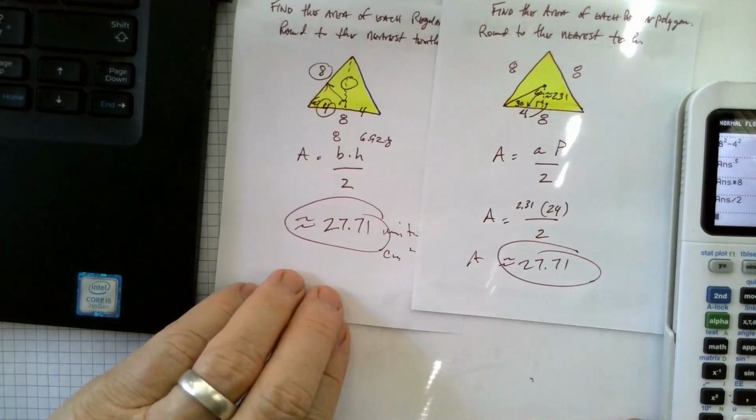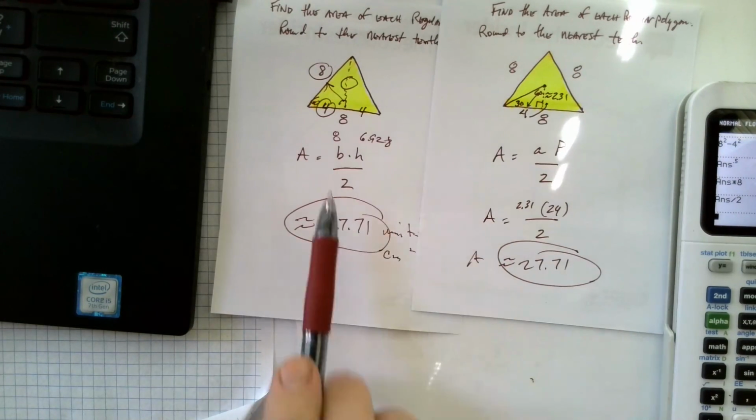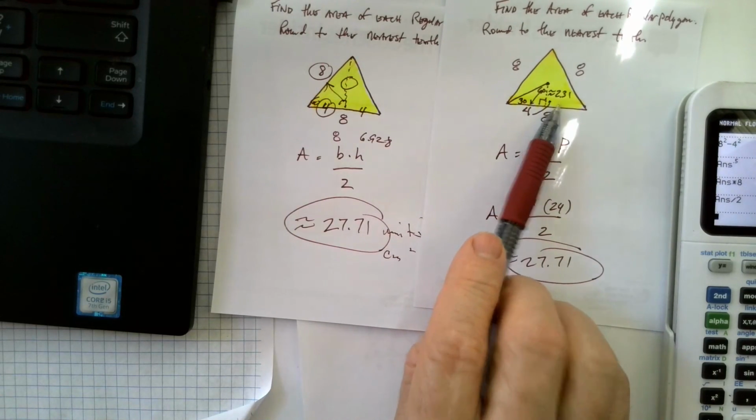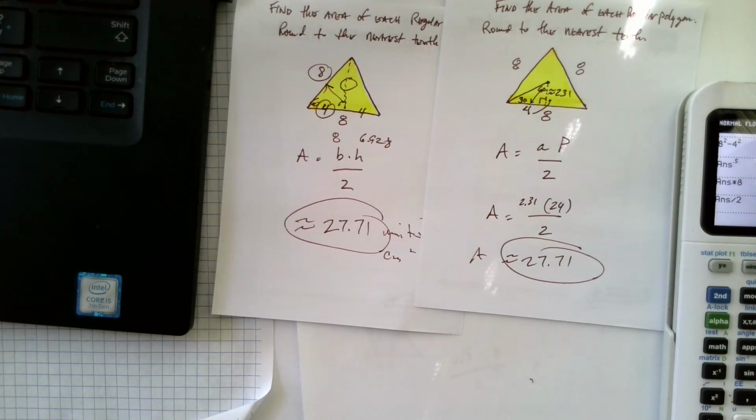My advice is, with the triangles, don't use the regular polygon formula, because it's a little harder to understand. I think with the triangle, just keep doing it the way you have.